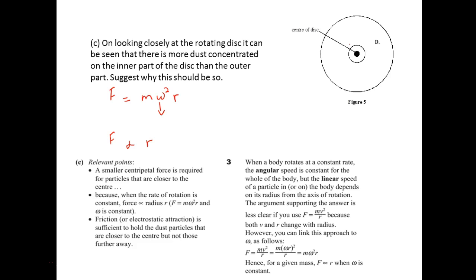As this is an exam question, I've pasted in relevant points required for the answer, as we've just outlined. And also notice that if you used earlier F is mv squared upon r, then you might have a little bit of difficulty answering this question at first glance because both v and r change with the radius. Of course you can link these together using omega, and then make the point that the centripetal force required is proportional to the radius when we have a constant angular speed. So you do need that to make that connection for this question.